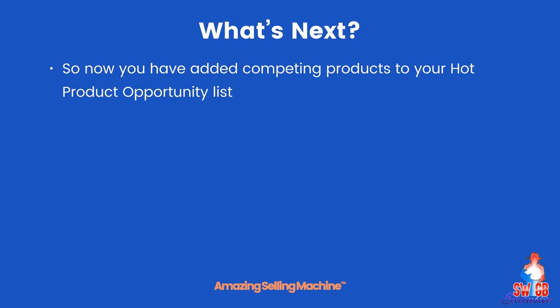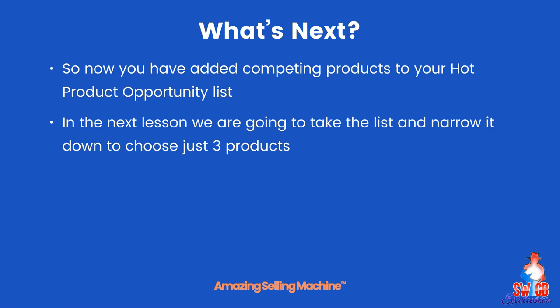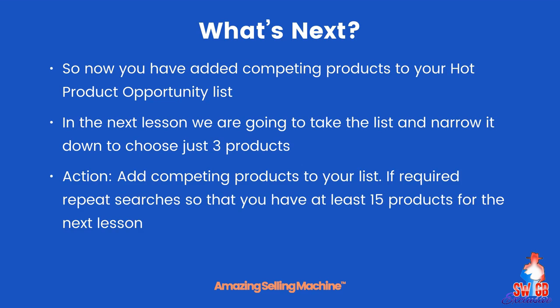So what's next? Now you should have added your competing products to your hot product opportunity list. And in the next lesson, we are going to step 3, which is to take the list and narrow it down to choose our best 3 products. So your action step is to add competing products to your list. If required, repeat searches. In other words, repeat your primary product searches and then run the competing products with those new primary products, so you have at least 15 products for the next lesson.